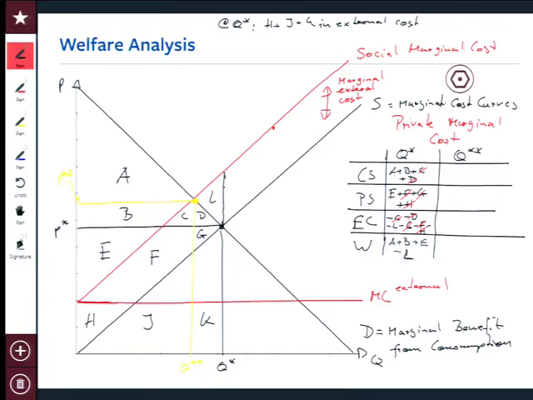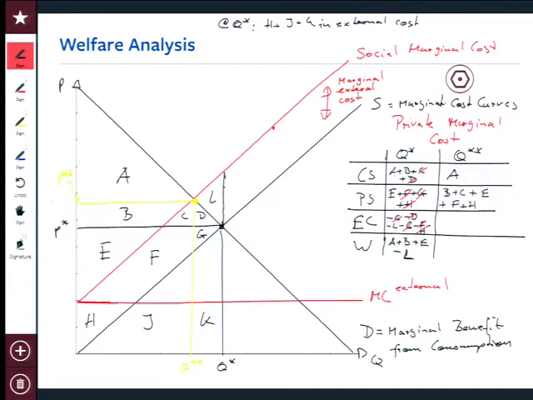Q double star. Now this green thing here is my quantity, and P double star is my price. So consumer surplus is going to be easy. It's the area below demand above P double star, so that's just going to be A. Producer surplus is the area between supply, private marginal cost, and the new higher price, over the range of production here. So it's going to be B, C, E, F, and H.